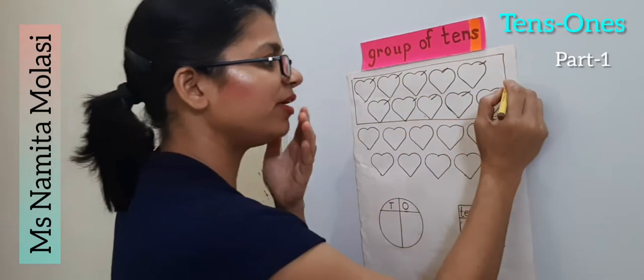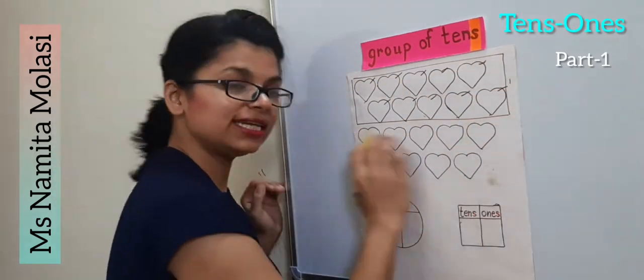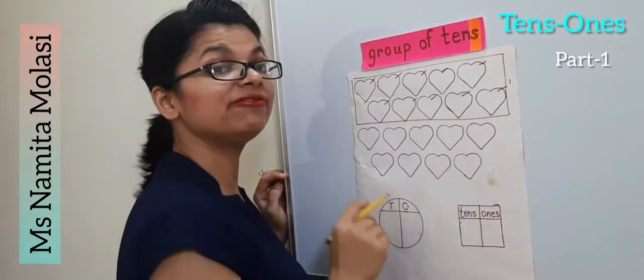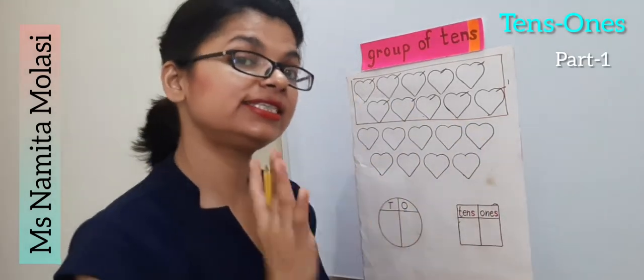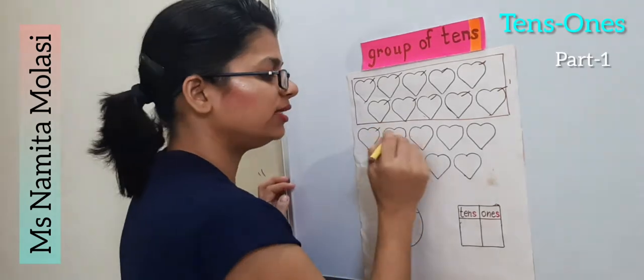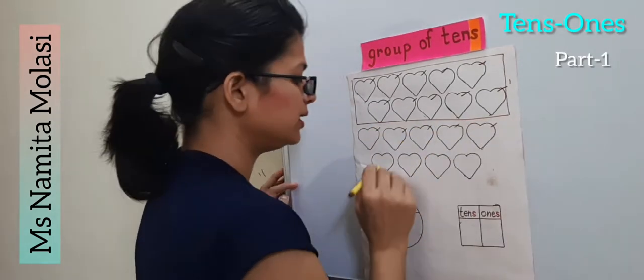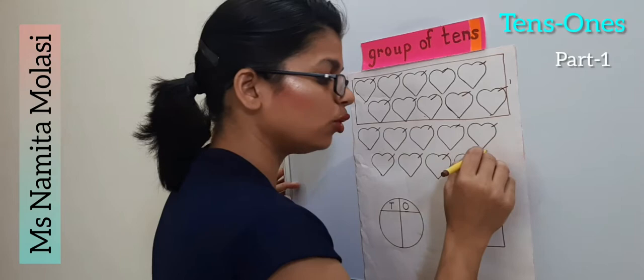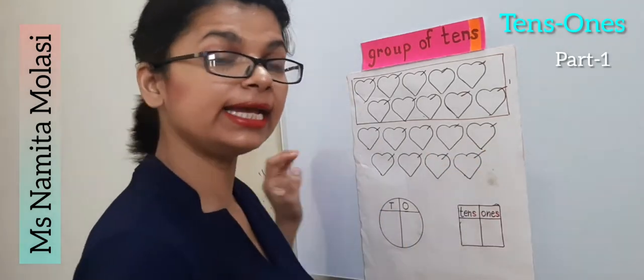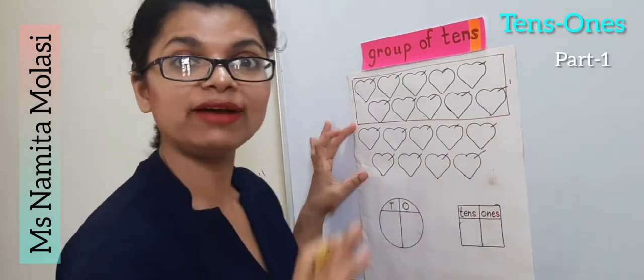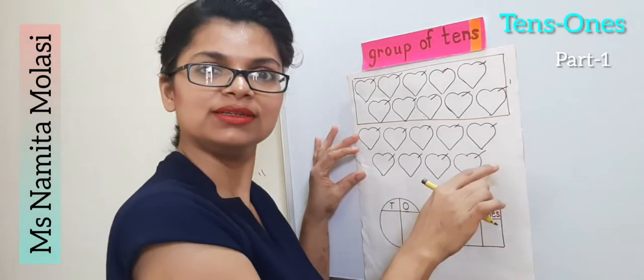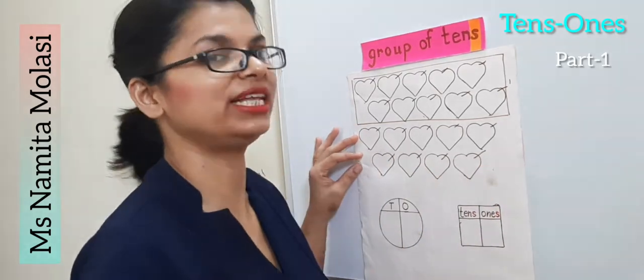Okay, so we found one group. Now let's see, we still have some hearts, so we are going to count them and try to find the 10 hearts. Okay, 1, 2, 3, 4, 5, 6, 7, 8, 9. Oops, we have only 9 hearts. We don't have 10. Can we make the group? We cannot make the group.